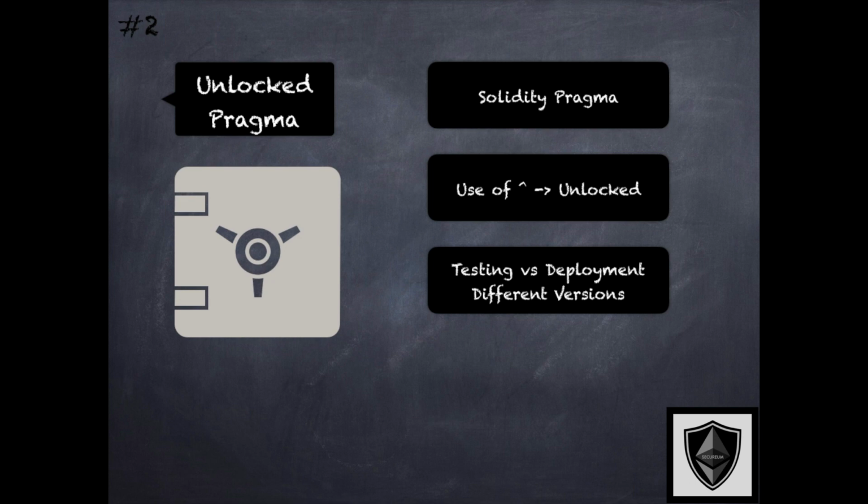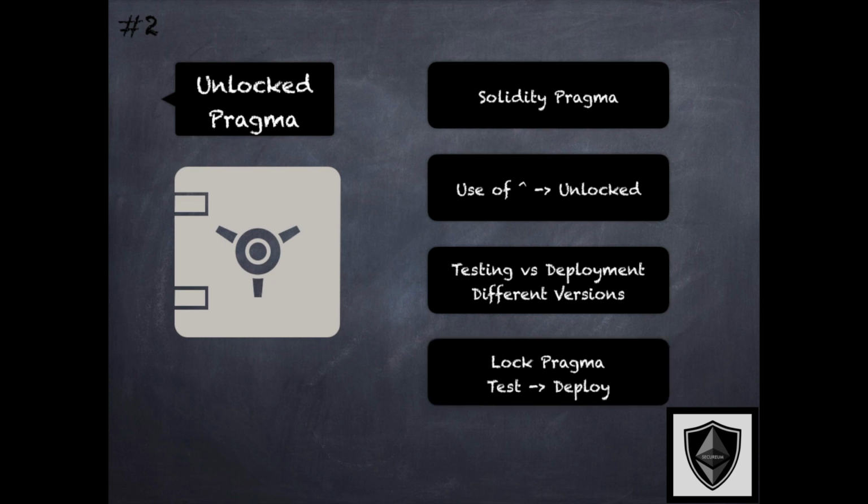So this mismatch between testing and deployment is allowed by the use of this unlocked pragma and hence is not recommended to be used. So what is recommended is to lock the pragma by not using the caret symbol in that pragma directive. And this will enforce that the same compiler version is used for testing as well as for deployment.